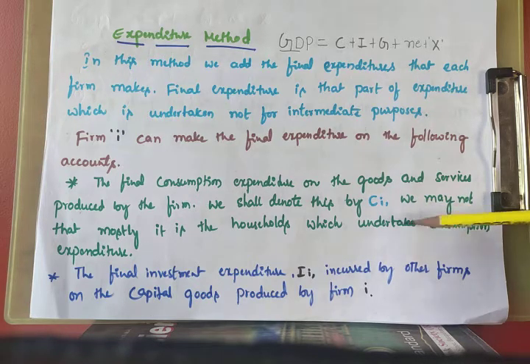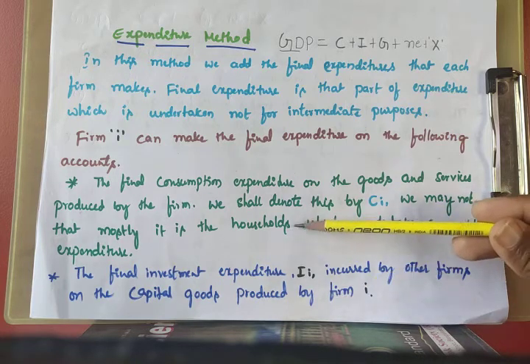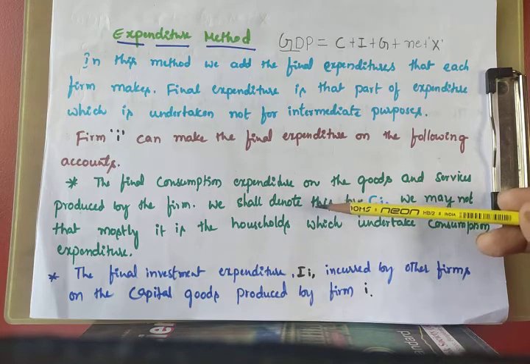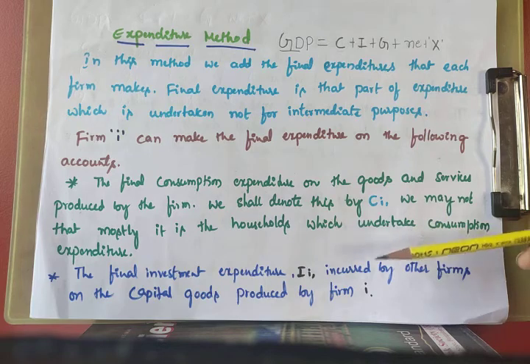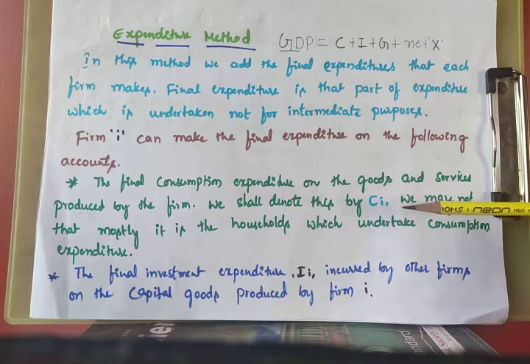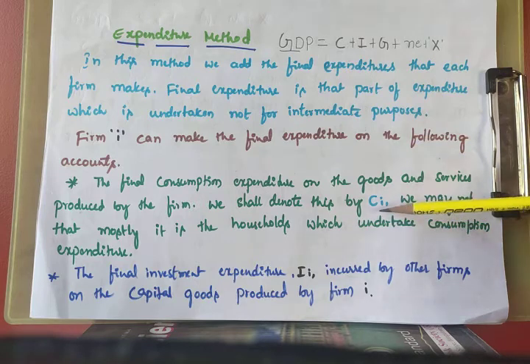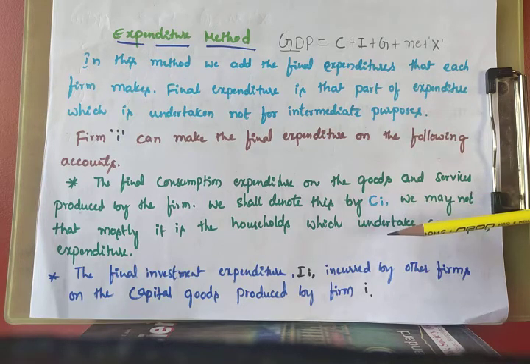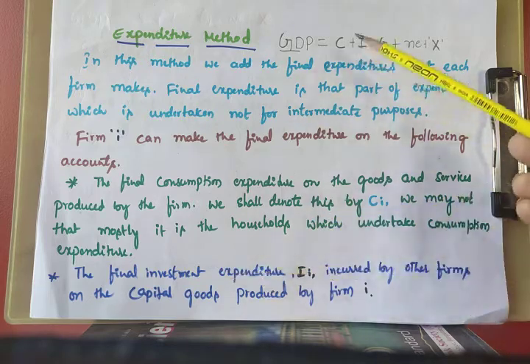And also, the ones who do the consumption expenditure are households. What the people are doing, expenditure on goods and services to get satisfaction, that is called consumption. For the consumption purpose, what the people are spending, that is called consumption expenditure. We can denote that by CI. C means consumption expenditure done by firm I. Then the second way, the final investment I.